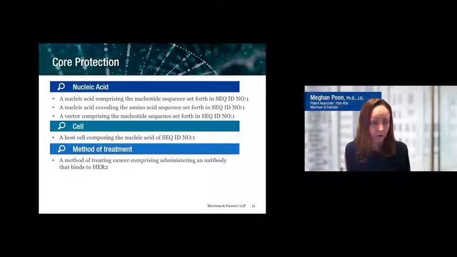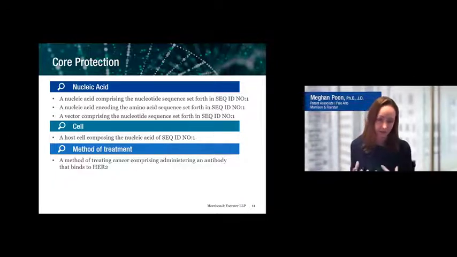We also write claims to cells. So these could be host cells. Another example could be like a CAR T cell claim, and then methods of treatment. So this is, again, we're talking about core protection here. So this would be like a first generation type claim, a method of treating cancer comprising administering a particular antibody.